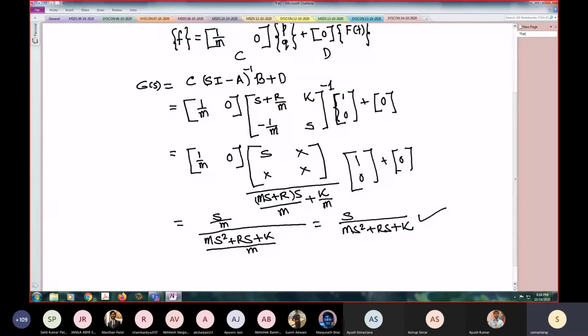But you understand, if we have, let's say, a 5 cross 5 matrix and we have to take the inverse like this, it is going to be a big problem. So this is not the correct way. What we will do is derive the transfer function from the signal flow graph, or SFG.